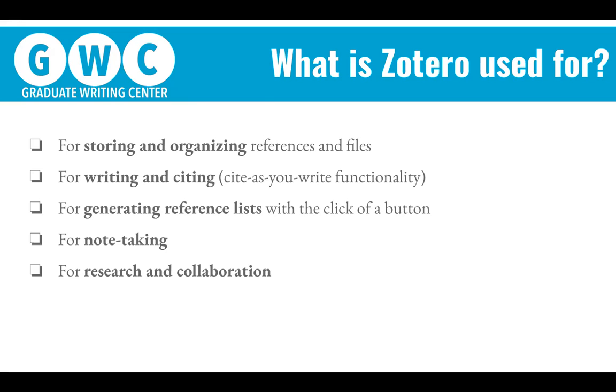So there is a cite as you write function that's built into Zotero, making it very easy for you to use the software alongside Microsoft Word or even Google Docs. There will be a later webinar if this is the functionality you're interested in. In addition, Zotero can be used to generate reference lists with just the click of a button. So if you're someone who is manually typing up your references and formatting them per APA style, you can really benefit from a streamlined way of generating these reference lists with just, again, a click of a button without worrying about formatting italics, underlining, etc.